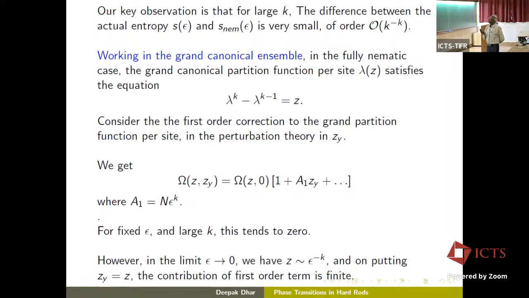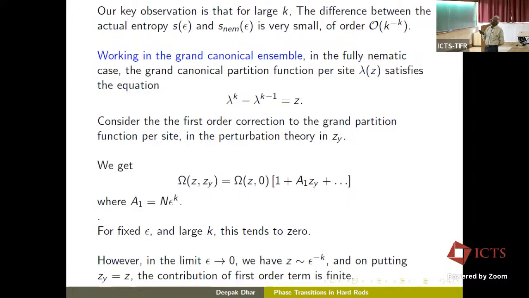So our key observation is that for large k, the difference between S of epsilon and S nematic of epsilon is small. It is again of order k to the power minus k. So this perturbation theory works even for this problem. And so this difference is small. Now I just want to show this claim that the difference is small.